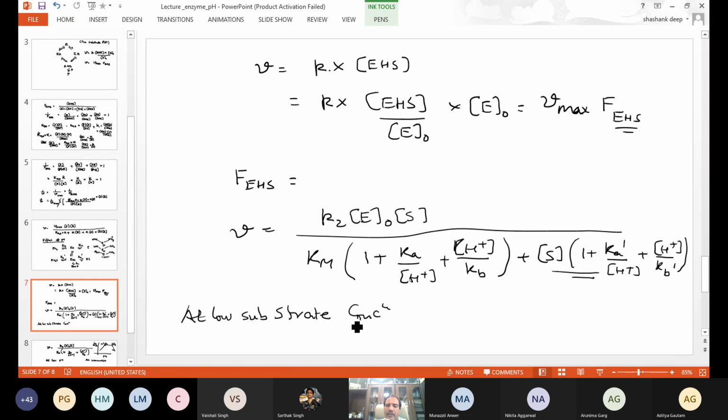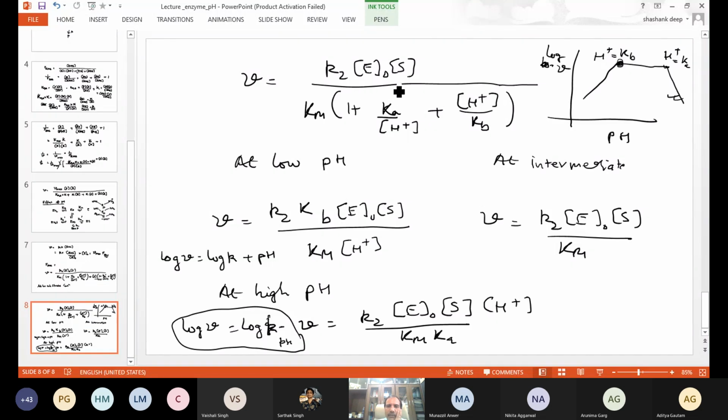Now let's think of it: if substrate concentration is low, then I can neglect this. Am I right? So what I get is V equal to K2 into E naught into S by Km1 plus Ka by H plus, plus H plus by Kb. Now that's what I am going to write. V is equal to K2 into E naught into S over Km1 plus Ka by H plus, plus H plus by Kb.